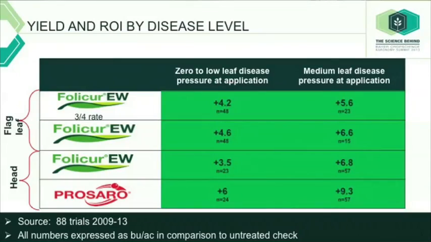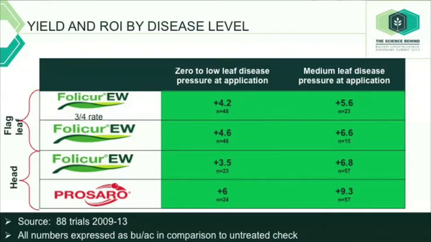So when I started to separate how these products compare to the untreated basis of the disease level in the trial, there's a couple trends that kind of poke out. First off is, in this first column here, 0 to low leaf disease pressure at application. And when I look at these numbers right here, we're averaging 4.2, 4.6, 3.5, 6 bushel per acre better than the untreated check.